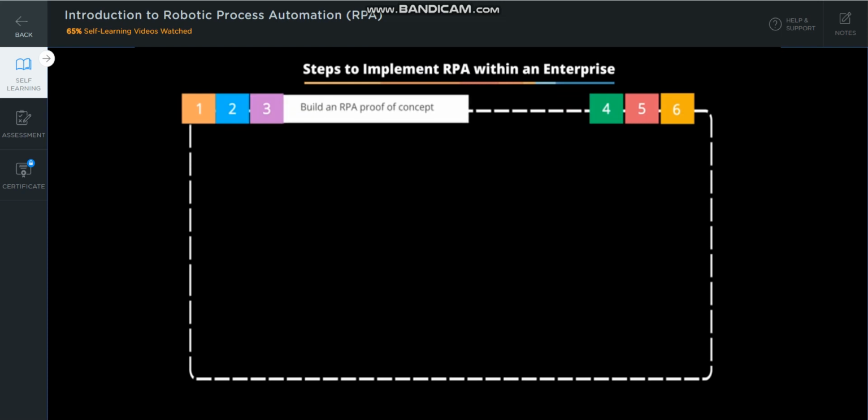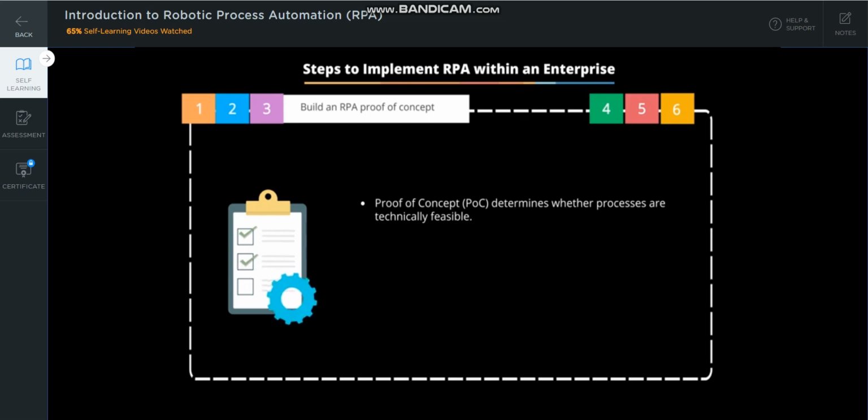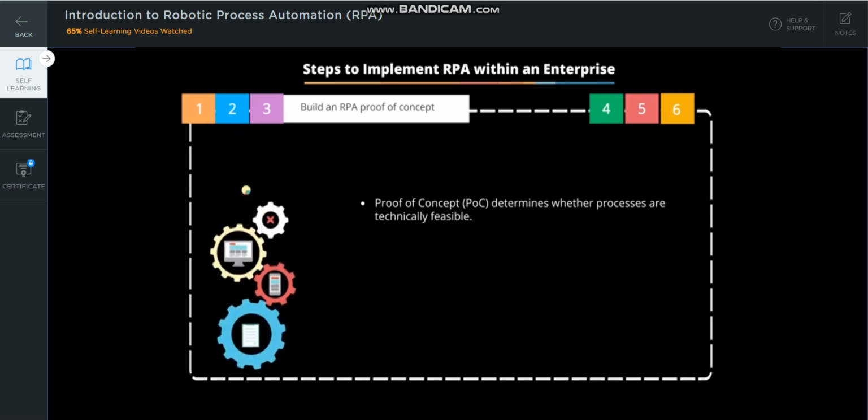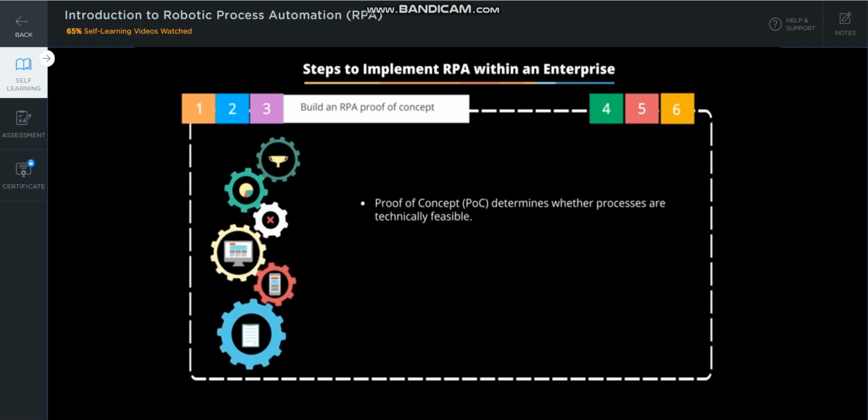Step 3. Build an RPA proof of concept. A POC or proof of concept is required for organizations to determine whether processes are feasible technically. In this stage, organizations should carefully plan a process for the POC, considering all the different technologies and controls, both web and desktop, as well as a detailed review of the feasibility of current processes.